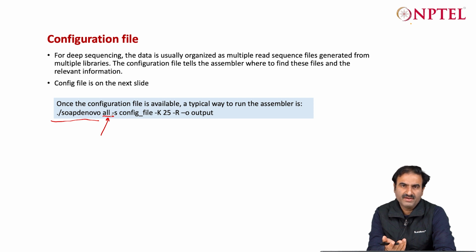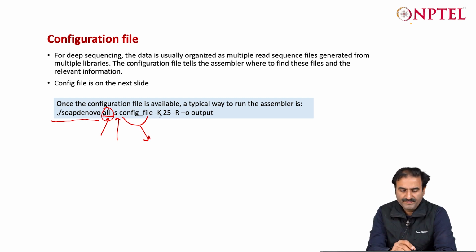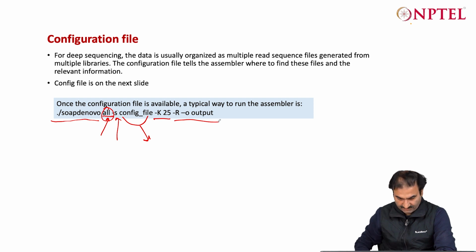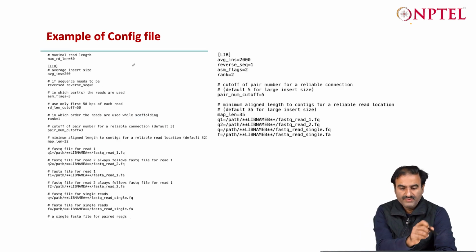That may be helpful sometimes to debug, or to know what the outcome is at each step. But I think I would go with all and use the script that runs all the subscripts in one go. Okay, then -s config file. This is a config file that we will see in the next slide, where you define all the parameters and everything: K-mer size, and then the output file.